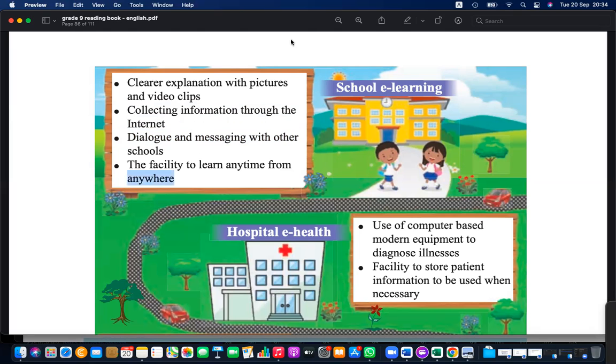Learn from anywhere. That is what we are doing now, right? Learn from anywhere. Being in any country, being in anywhere.